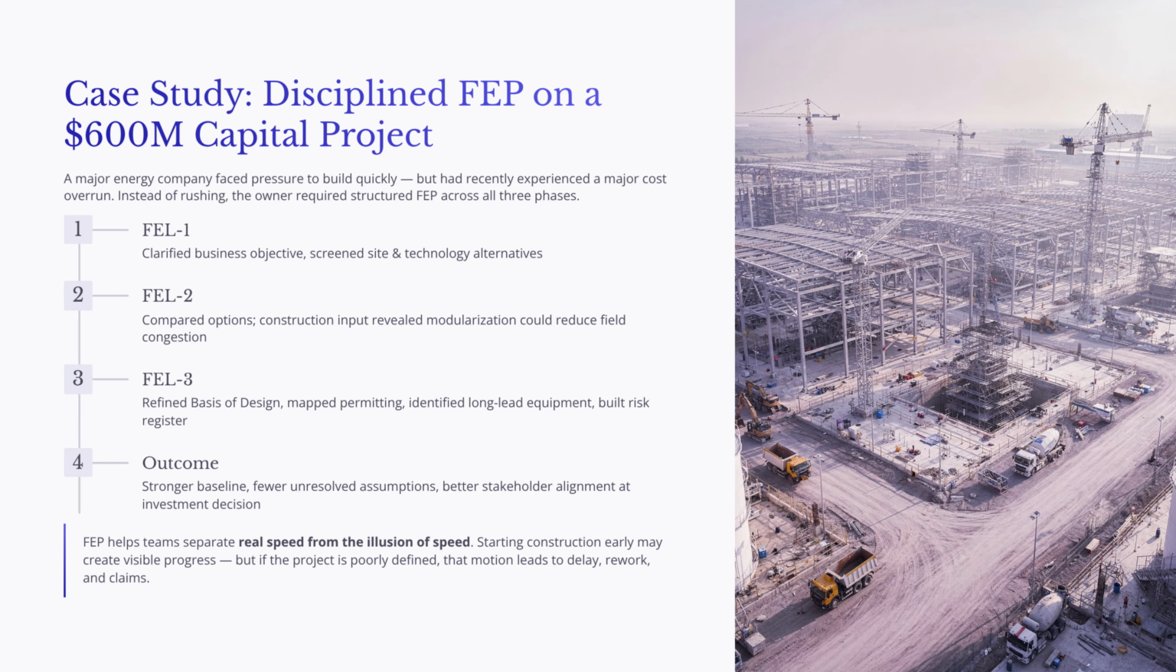The lesson is that FEP does not simply slow projects down. Instead, it helps teams separate real speed from the illusion of speed. Starting construction early may create visible progress, but if the project is poorly defined, that early motion can lead to delay, rework, claims, and operational problems. Disciplined front-end planning protects project value by making sure major commitments are made only after the owner understands what is being built, why it is being built, how it will be delivered, and what risks remain.